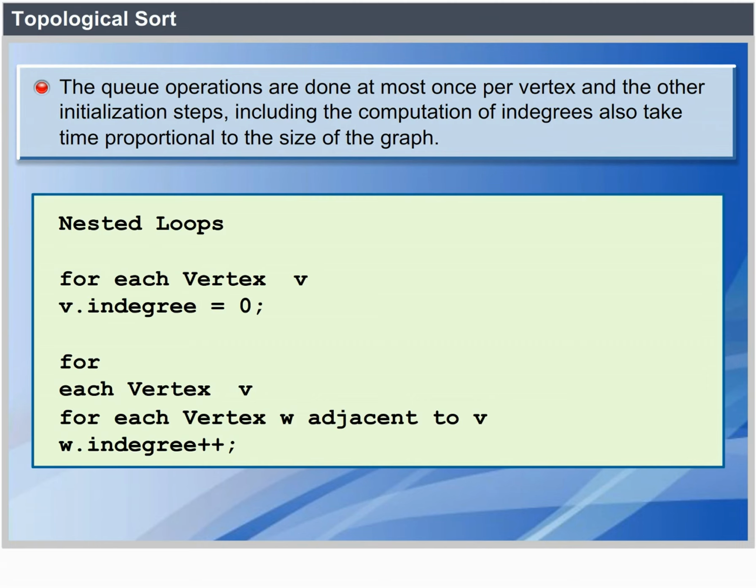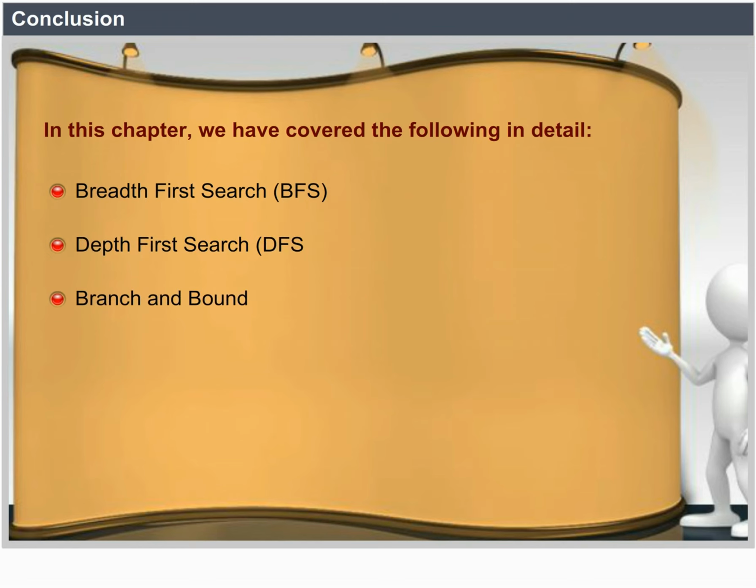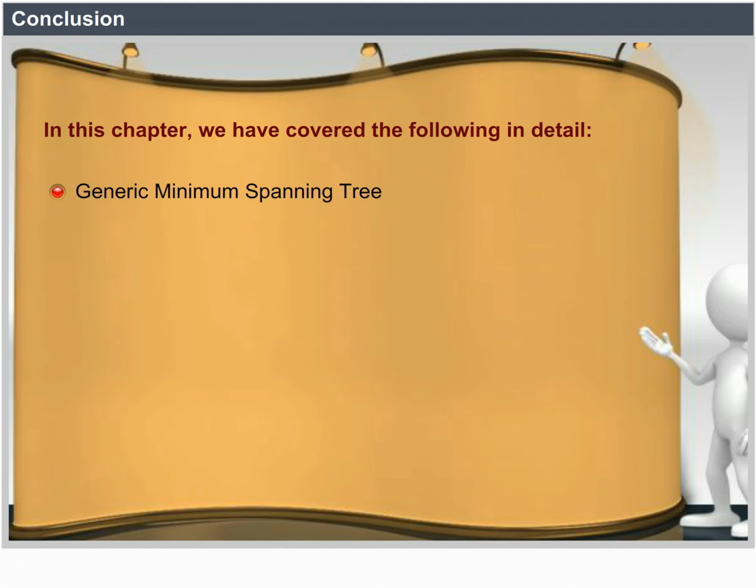Conclusion. In this chapter, we have covered the following in detail. Breadth first search, BFS. Depth first search, DFS. Branch and bound. Topological sort. Strongly connected components. Euler tour. Generic minimum spanning tree. Bellman-Ford algorithm. Matching. Incremental design. And closest pair problem.